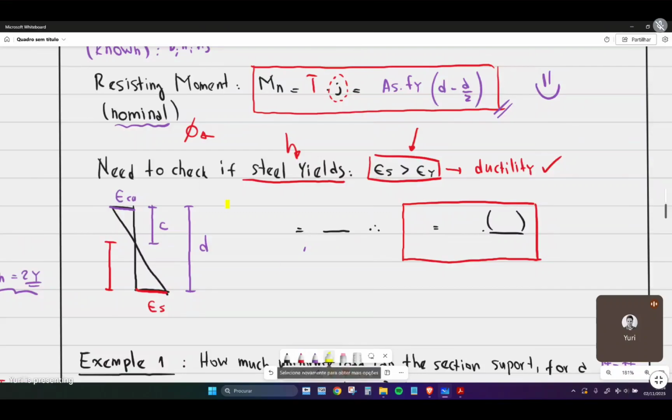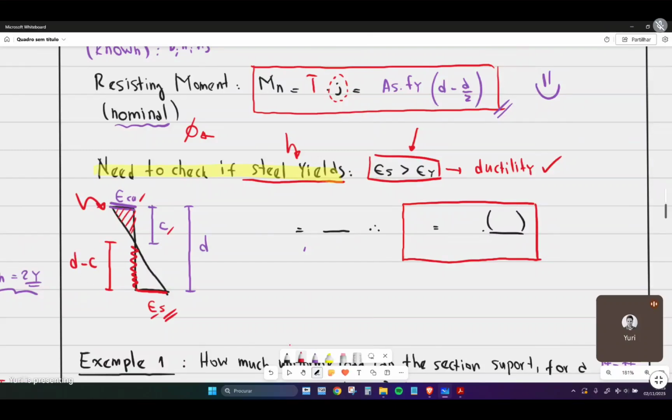So just to conclude this, checking if the steel yields is quite simple. We have the strain relations here. We know it follows a linear behavior because it's based on the theory. We have the ultimate compressive strain of concrete, and here we want to determine the strain of steel. We can use similar triangles. It's quite simple. This side is for the depth of the neutral line, c, and this side is for this part here, which is the depth d minus c.